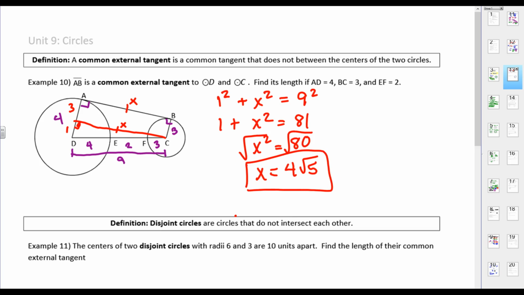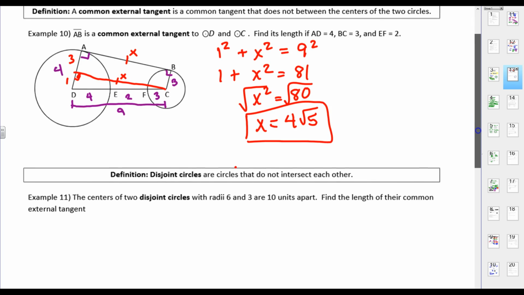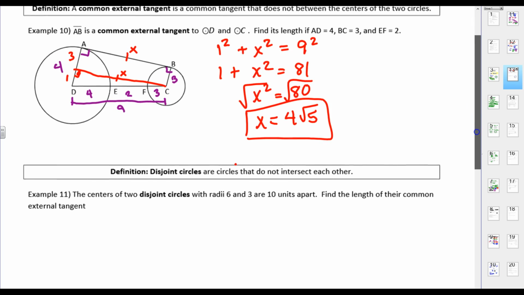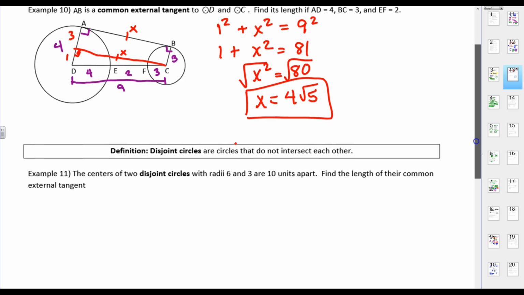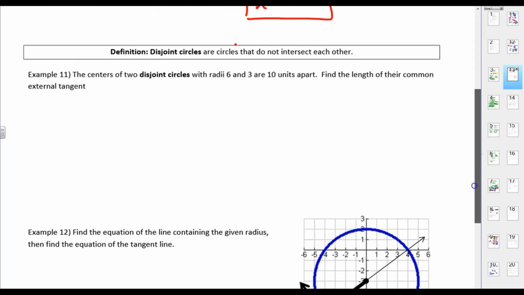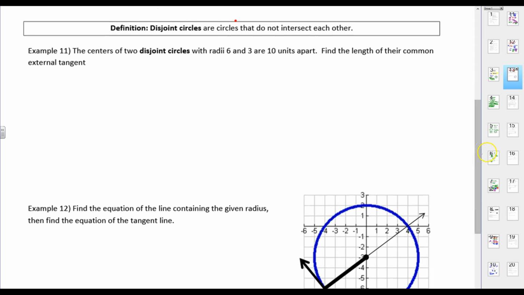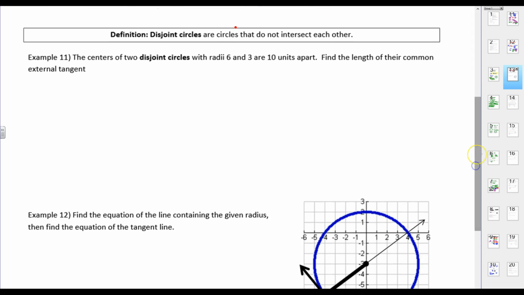We do it by splitting it into, we split our trapezoid into a rectangle and a right triangle. So we now have another example like this. This time I have to draw the picture, so let's do that. The centers of two disjoint circles with radii 3 and 6 are 10 units apart. I want to find the length of their common external tangent.